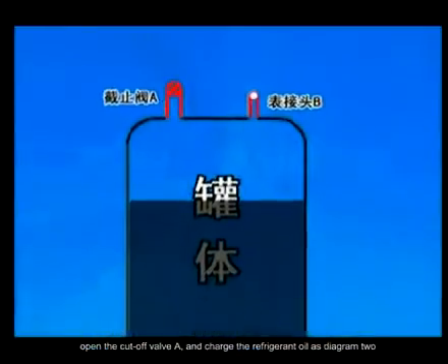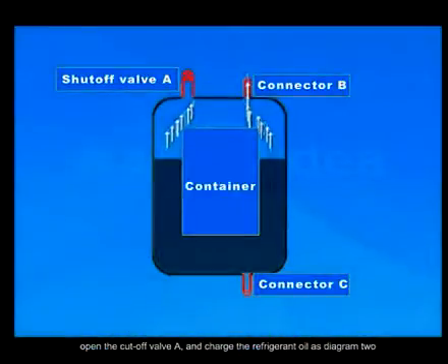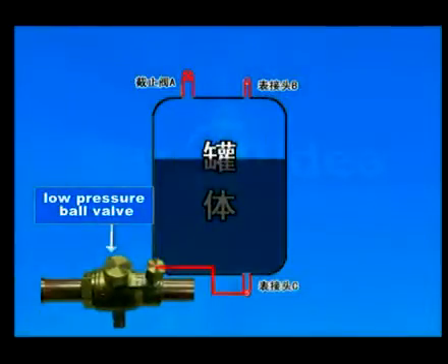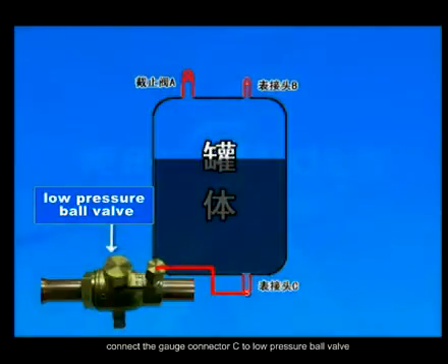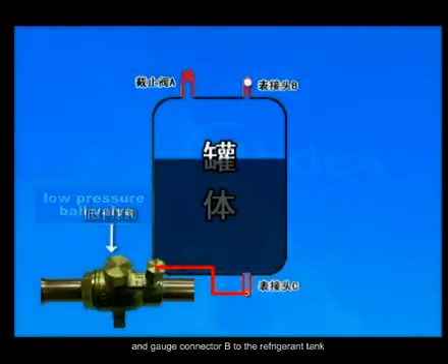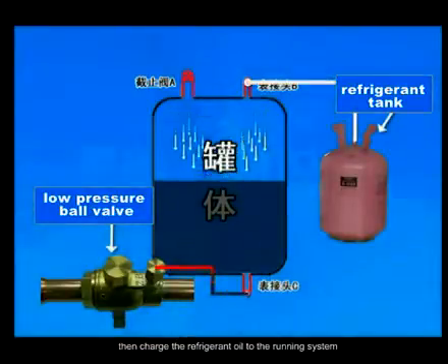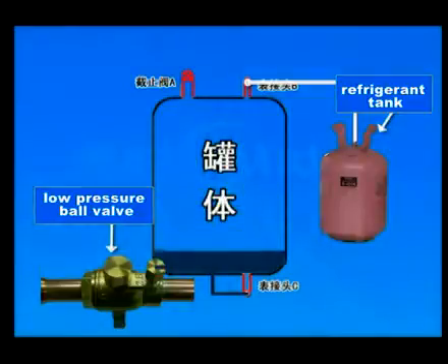Open the cutoff valve A and charge the refrigerant oil as in diagram 2. Vacuum from gauge connector B to take out the air in the tank and refrigerant oil. Connect gauge connector C to the low pressure ball valve and gauge connector B to the refrigerant tank. Then charge the refrigerant oil to the running system by the pressure of the refrigerant in the tank.